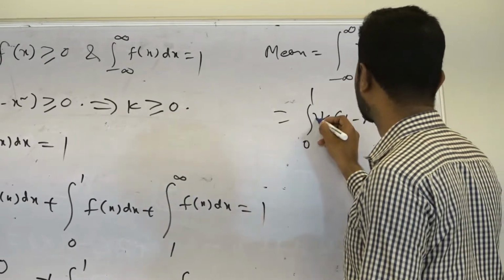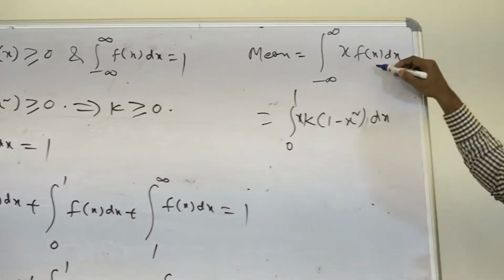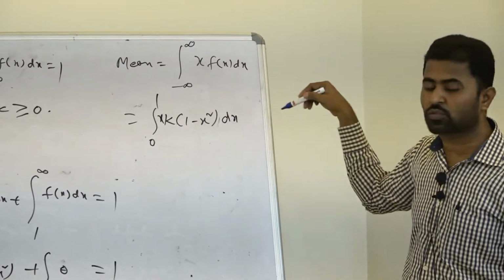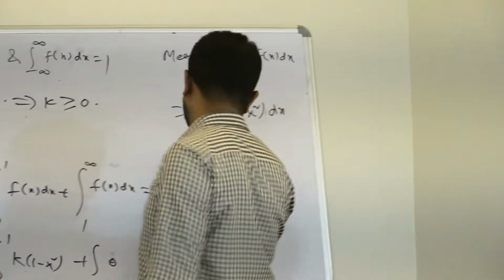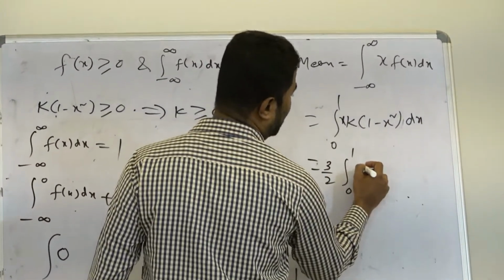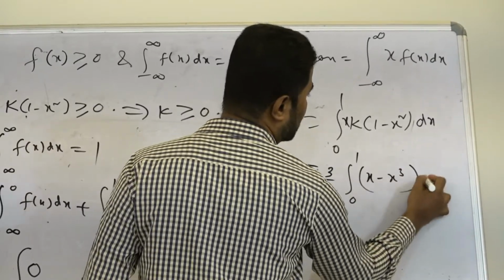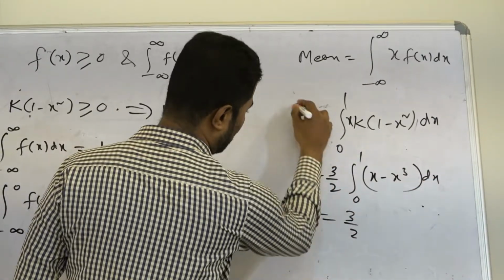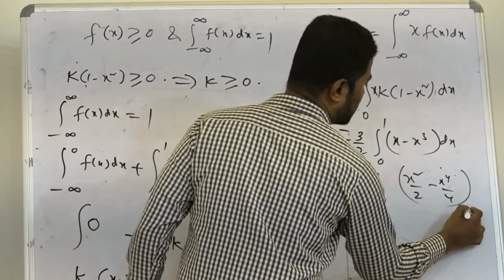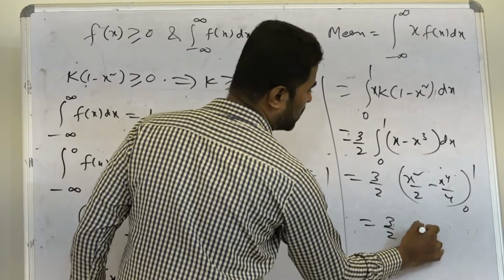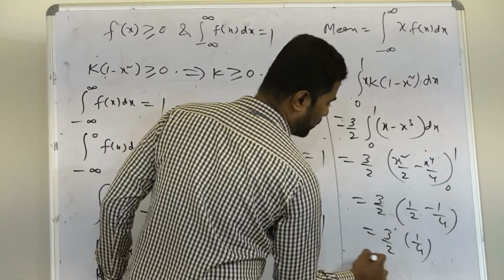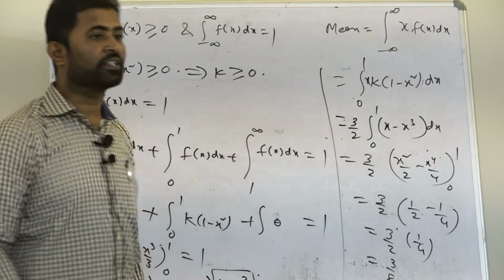f(x) is k into (1 minus x square), and x is as it is. So x into k into (1 minus x square) dx. k is 3 by 2, so we take 3 by 2 out. Integral from 0 to 1 of x into (1 minus x square), so x minus x cube dx. That becomes 3 by 2 times (x square by 2 minus x power 4 by 4) from 0 to 1. So 3 by 2 into (1 by 2 minus 1 by 4), which is 1 by 4. So 3 by 8 is the mean.